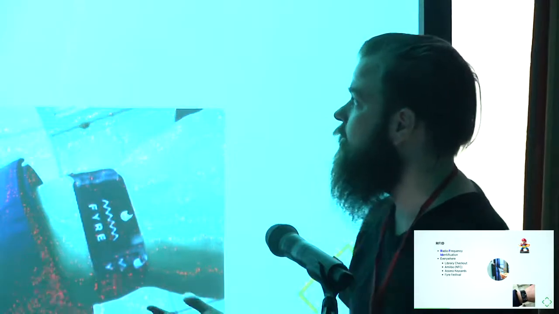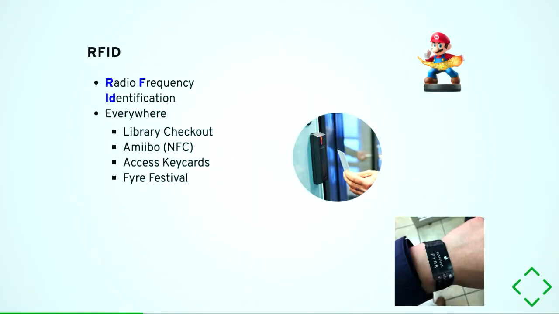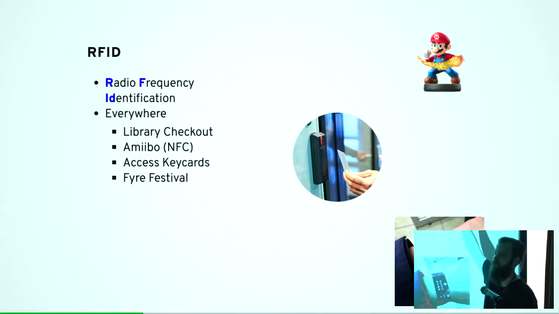So the next part of our Internet of Things application, or our thing, is RFID chips. It stands for radio frequency identification. So I said it's in library checkout. It's also in all of my amiibos. Does anybody here have an access key card to get into work, or has been to the Fire Festival? Wow, a lot of people went to the Fire Festival. That's very unexpected.